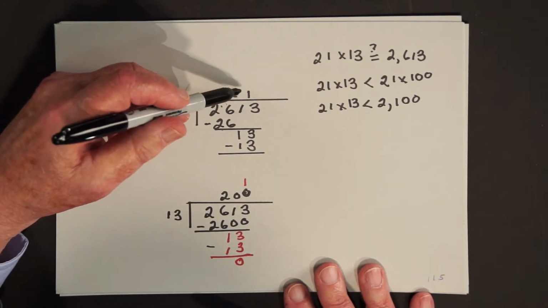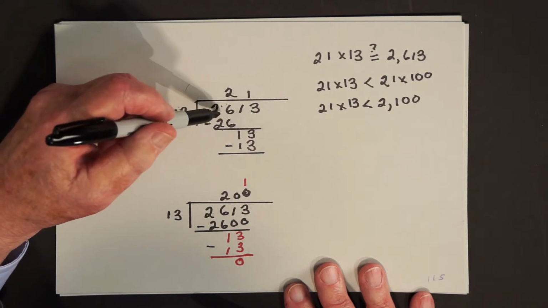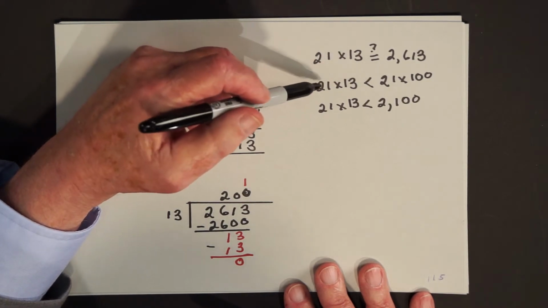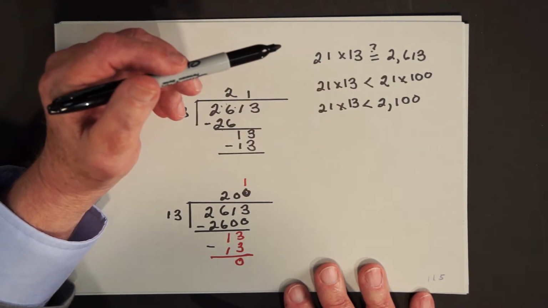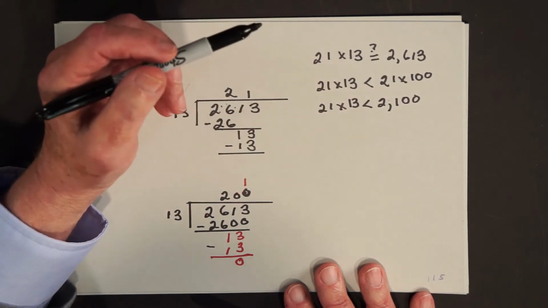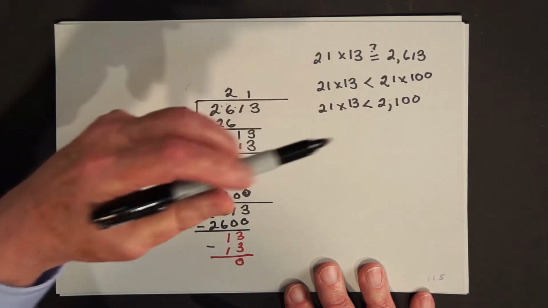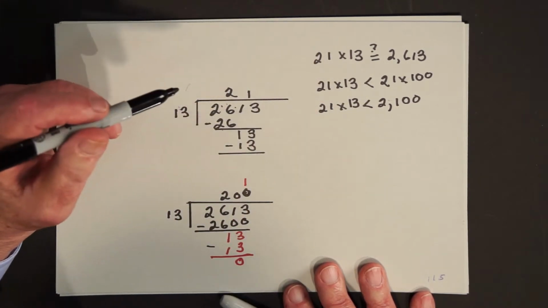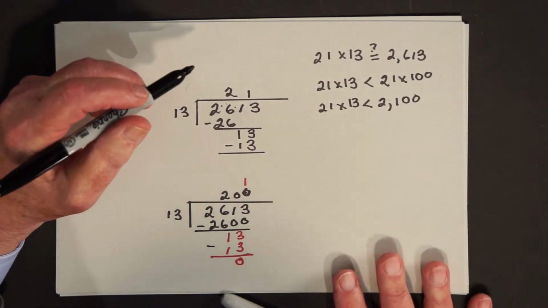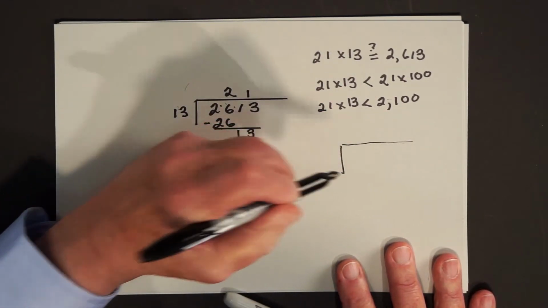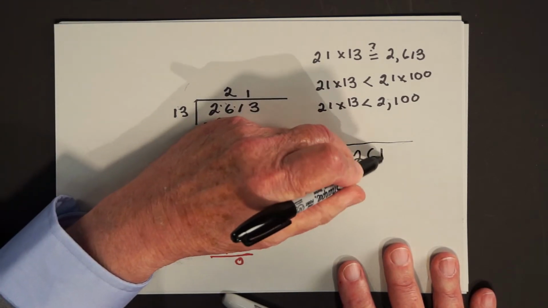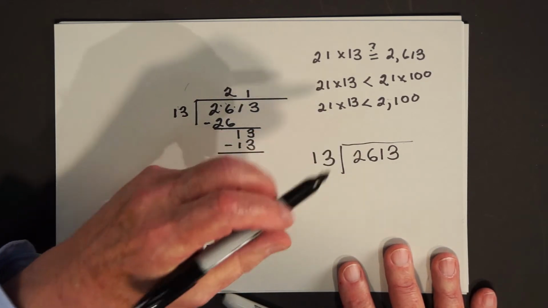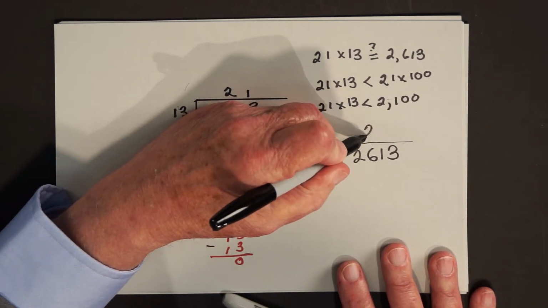If this is the right answer, then 21 times 13 should equal 2,613. Well, we know that 21 times 13 is less than 21 times 100, but 21 times 100 is only 2,100. So 21 times 13 is less than 2,100, so it's certainly less than 2,613. Now, the mechanical way that my children were taught, but it's a good way once you understand what it means, is they were taught that every time you bring a digit down, something else has to go up. So they would say 13 goes into 26 twice.